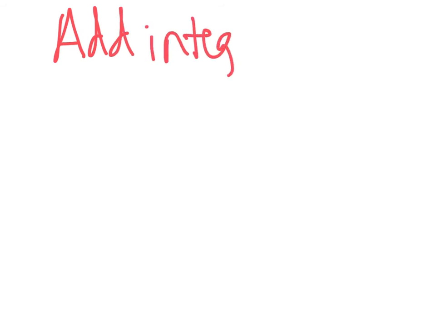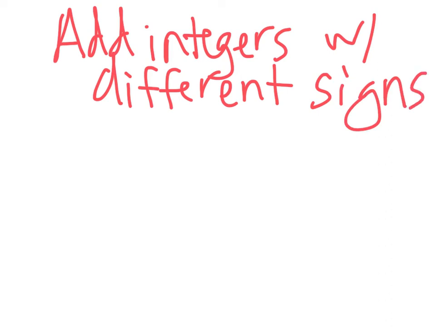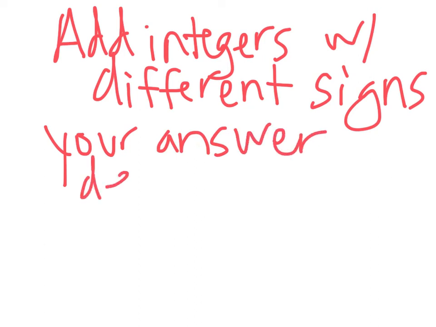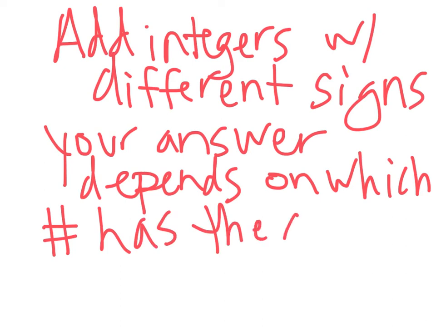So the last thing I want to share with you is that when you add integers with different signs, that means if you have one negative and one positive, your answer depends on which number has the greater absolute value.